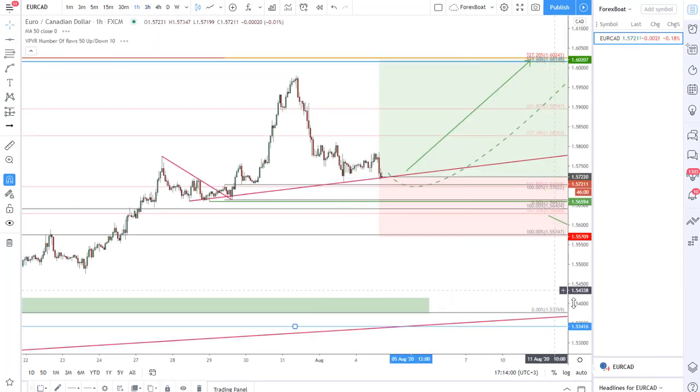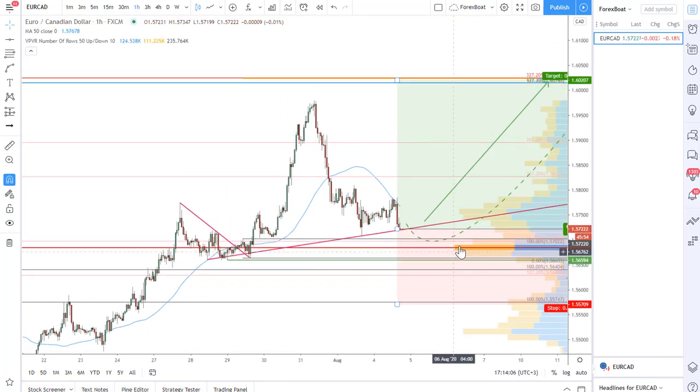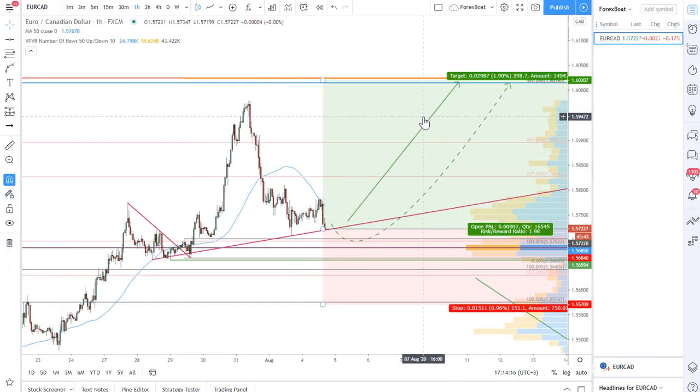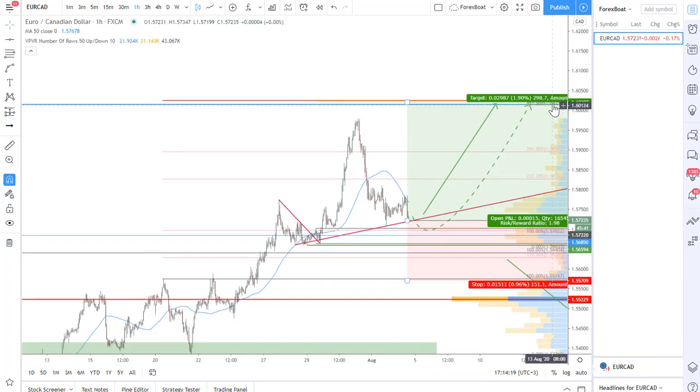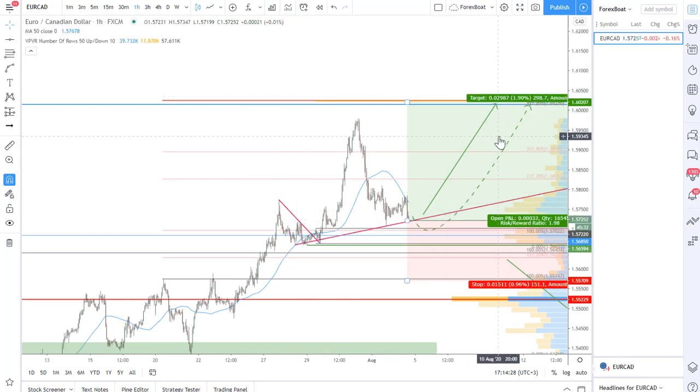If again I move to the 1 hour chart just to see the volume profile indicator, here we have the support at this level, which also must be watched, and this is a potential support area in case we will see something like that. So the idea, I think, is clear. The target is seen at 1.6020, and this makes it a potential of 298 pips from the current level.